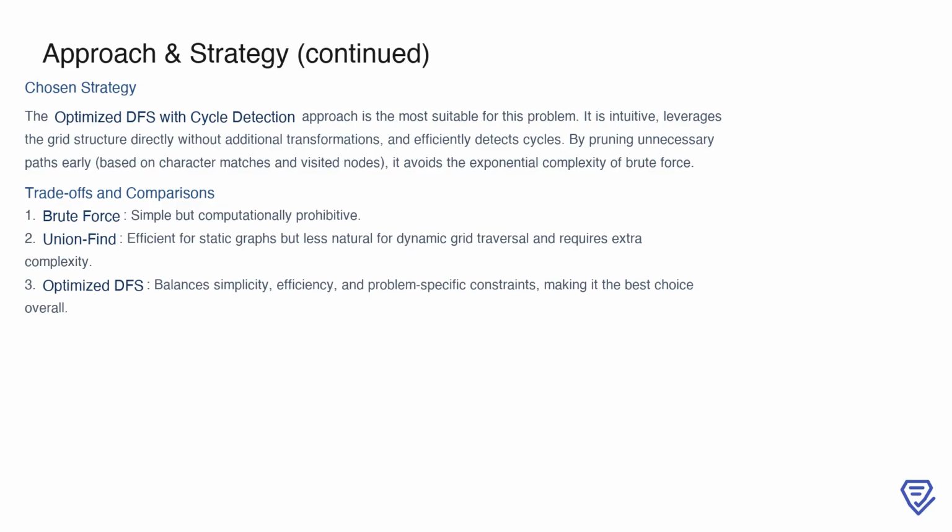By pruning unnecessary paths early using character matching and tracking visited nodes, it avoids the exponential complexity associated with brute force. The trade-offs between the approaches further emphasize the advantages of this method. While brute force is simple to conceptualize, its computational inefficiency makes it impractical. On the other hand, union find, though efficient for static graphs, introduces additional complexity when applied to dynamic grid traversal. The optimized DFS strikes the right balance, offering simplicity, efficiency, and alignment with the problem's constraints. This makes it the best choice overall for detecting cycles in a 2D grid.